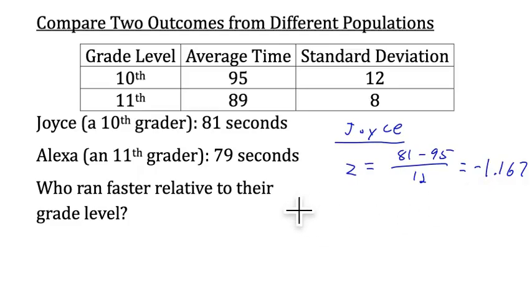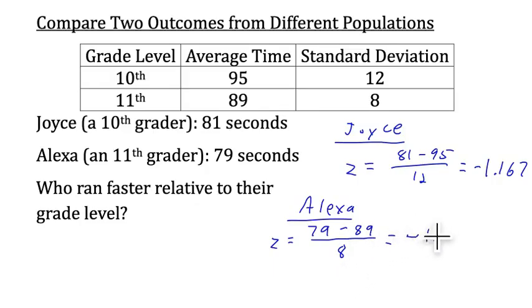All right, let's calculate Alexa's z-score. She ran the lap in 79 seconds. The mean for 11th graders is 89 seconds. We'll divide that by the standard deviation. Right, 79 minus 89 is negative 10. And negative 10 divided by 8 is negative 1.25.